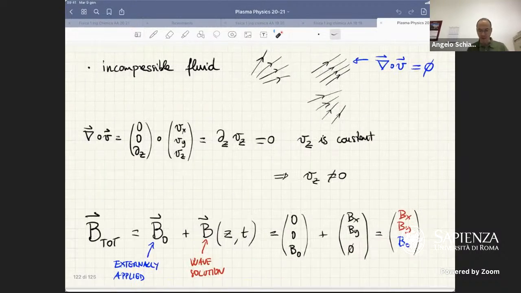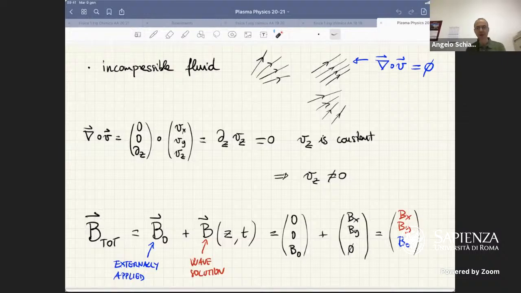So we focus ourselves onto a situation where we have an incompressible fluid, and that means that this simplifies the momentum equation as we've seen for electrons. We don't have the convective term. It means that the divergence of the velocity field, or the fluid velocity, is zero inside the plasma.